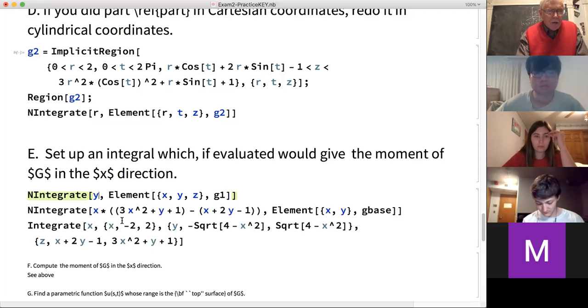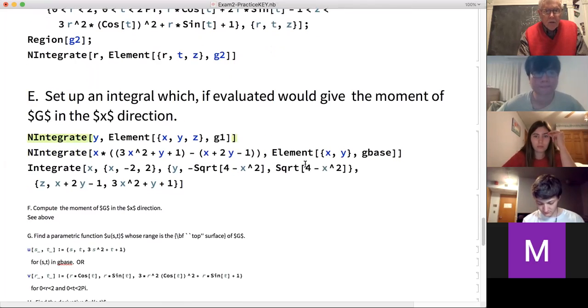Another way to do that is to integrate over your base. If you take a vertical line in your object at some point x, y in the base, that vertical line has length top minus bottom. If you multiply that by x and integrate, it will give you the same thing.